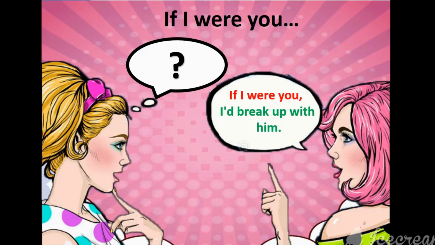Now, if you're wondering why, in this example I was using were with the subject I, I'm going to talk about that now. We can actually use were instead of was with I, he, she, it, right? Both of them are grammatically correct, but I guess were is a little more formal, so we would use it in more formal situations. If I was you, I would break up with him. If I were you, I would break up with him. Both of these sentences are the same.